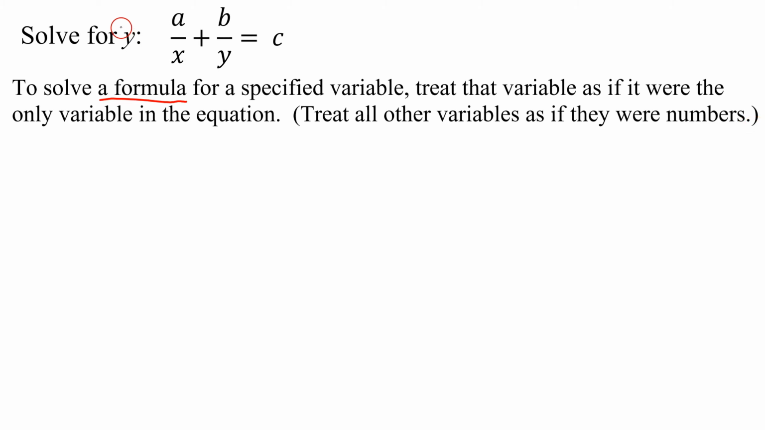We have to treat all other variables as if they were numbers. So in this problem, I'm looking for the variable y. How many times does y occur in my equation? Just once, but unfortunately, it's in the denominator. And when the variable you're looking for is in the denominator, it's often simplest to clear all your denominators as the first step. So to do that, I need to find my least common denominator.